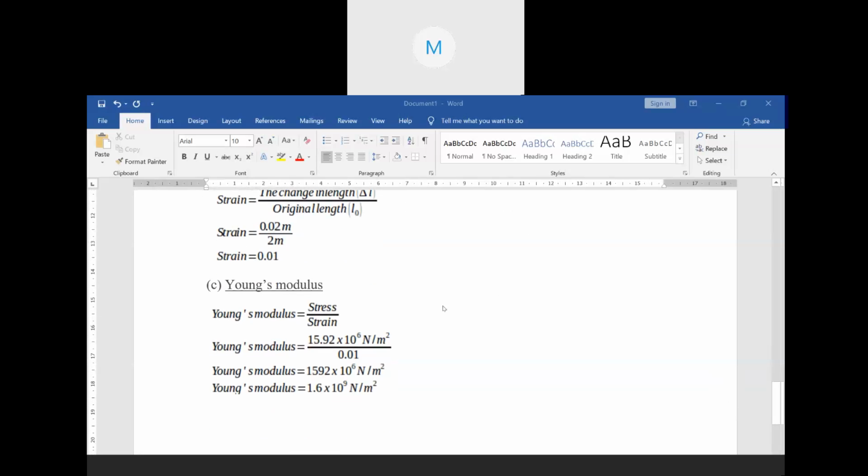But then Young's modulus is the ratio of stress by strain, right? So you have to simply divide the stress by strain. Many of you have got it wrong. So this is how it is done. Is it clear now, every one of you?